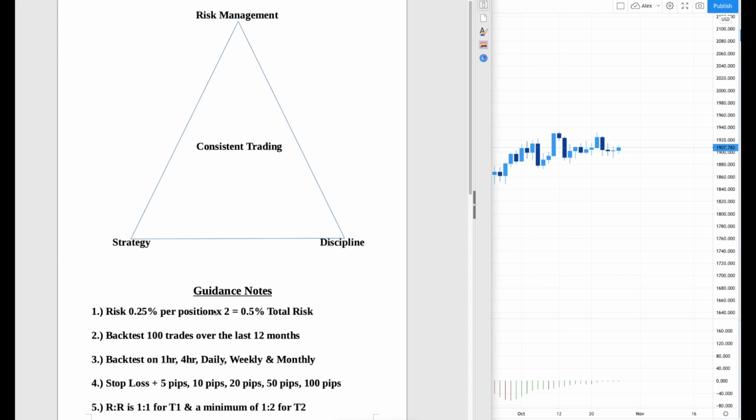Let's have a look at what I want to talk about today. I'm going to cover how much I risk per position: risking 0.25% per position times 2, so total risk is about 0.5%. As most of you who trade with me in the Discord group and the Telegram groups know, if you follow my signals and my analysis, I always have a T1 and a T2. A T1 is generally a risk to reward of 1-to-1. So if I'm risking 30 pips, I want to make 30 pips before I take partial profit and perhaps move my stop loss to break even. And then a minimum of 1 to 2 risk to reward for my T2.